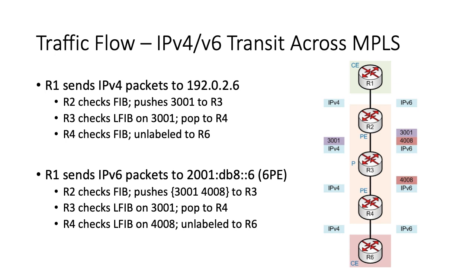The top label is the LDP label describing the transport to R4, and it will be the same label used by the IPv4 traffic. R3 pops the LDP label, revealing the BGP label to R4. R4 performs an LFIB lookup, sees that the label is mapped to R6's IPv6 loopback, removes the label, and forwards the traffic to R6.